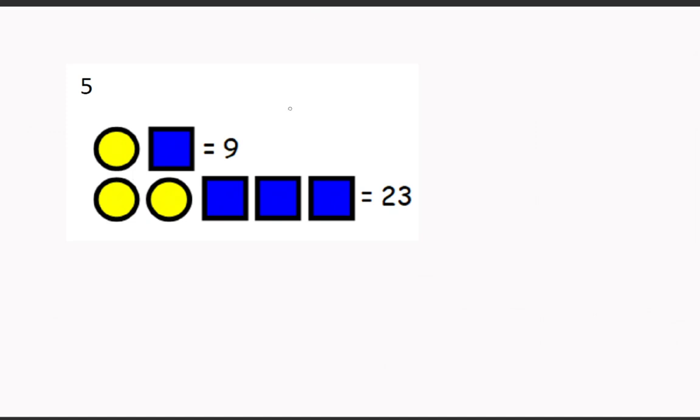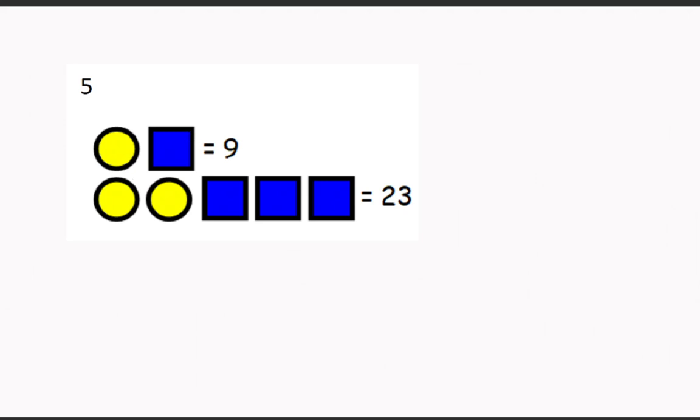Okay, now this is where we get a little bit more complicated, because you can see even if we replace these 2 by 9, we're still going to be left with circles and squares. So that's going to cause us a problem. So what are we going to do?